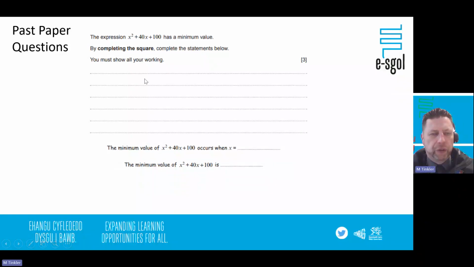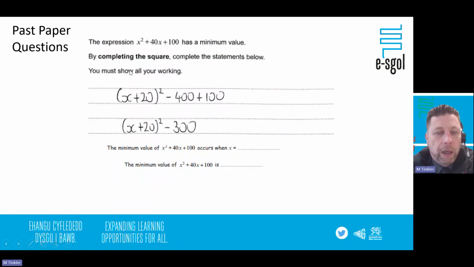Okay, so half of 40 is 20, and 20 squared. Remember, you can use a calculator in additional maths papers. In fact, you are able to use a calculator for additional maths, and all A-level papers are calculator based. So (x + 20) squared, remember, take away the 400 to counteract that. Plus 100 gives us this.